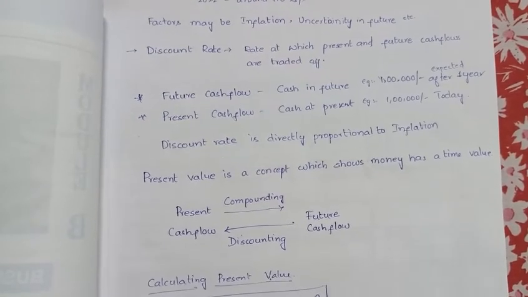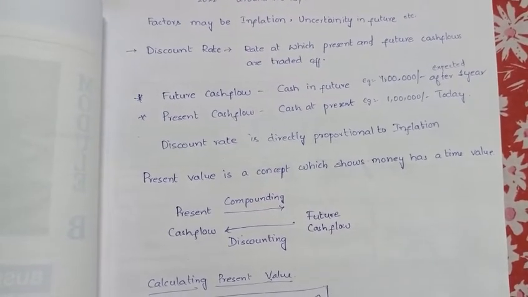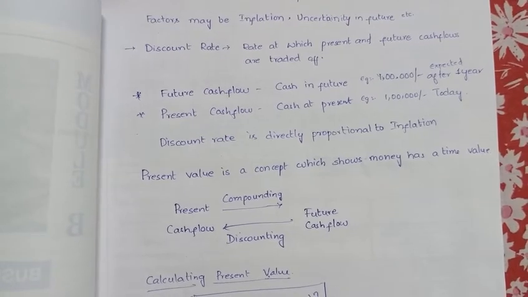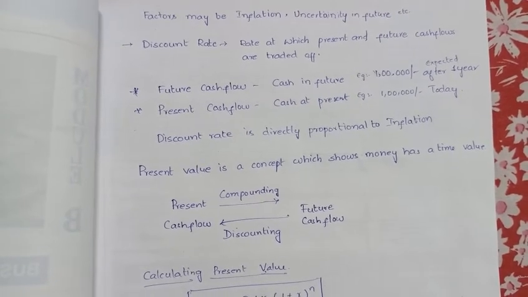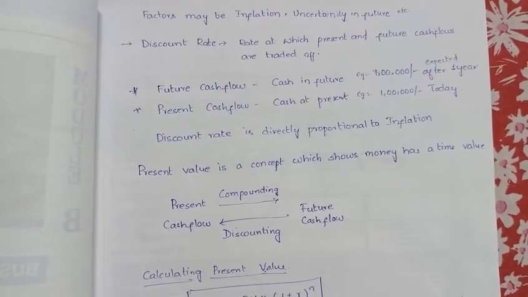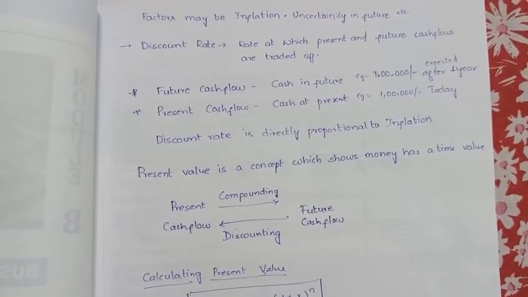Present value is a concept which shows money has a time value. The process of arriving at present cash flow from future cash flow is called discounting, and the process of arriving at future cash flows based on current cash flow is called compounding.